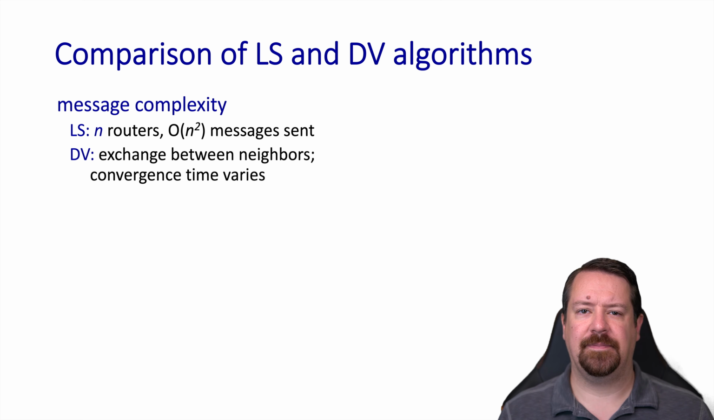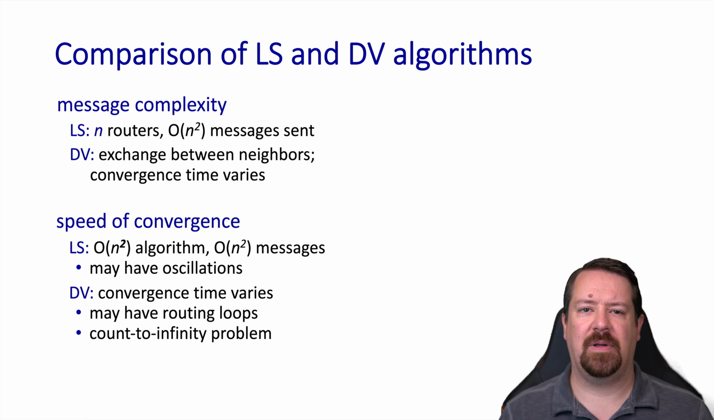On the speed of convergence issue, link state is quite fast because all of the message distribution happens at the beginning, and then all of the routers are able to compute their shortest cost paths to all the destinations simultaneously. In practice, convergence of link state algorithms happens in a matter of milliseconds. In distance vector, the convergence times vary, and while it's happening, there may be routing loops, such as we saw in the bad news travels slow example.